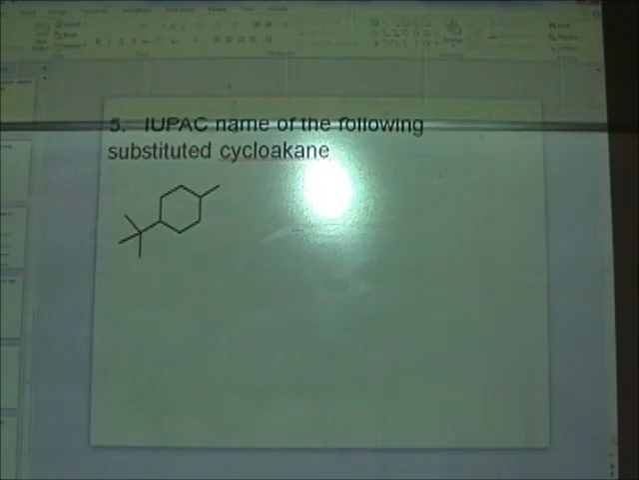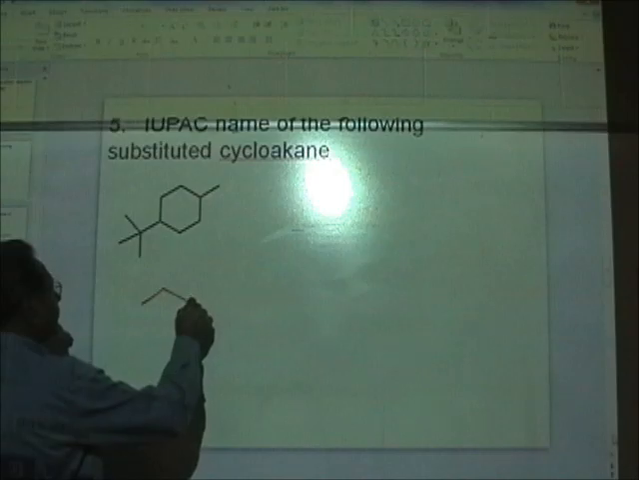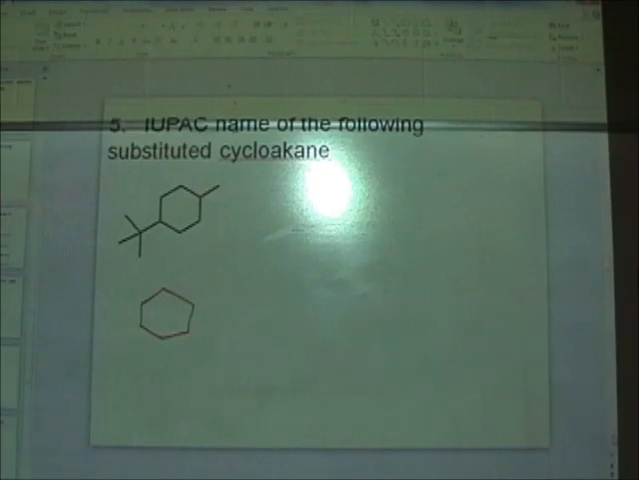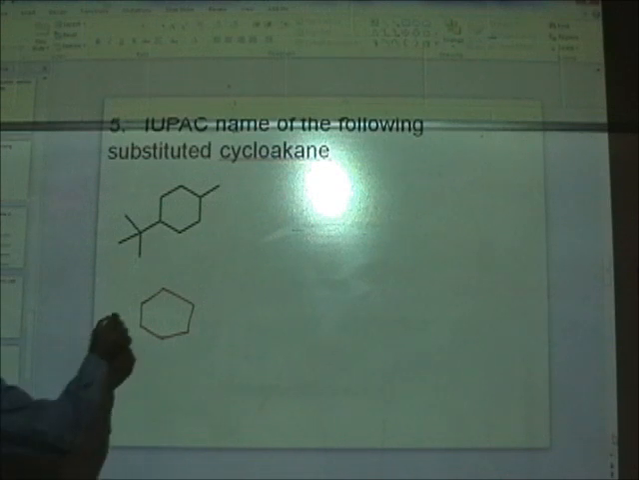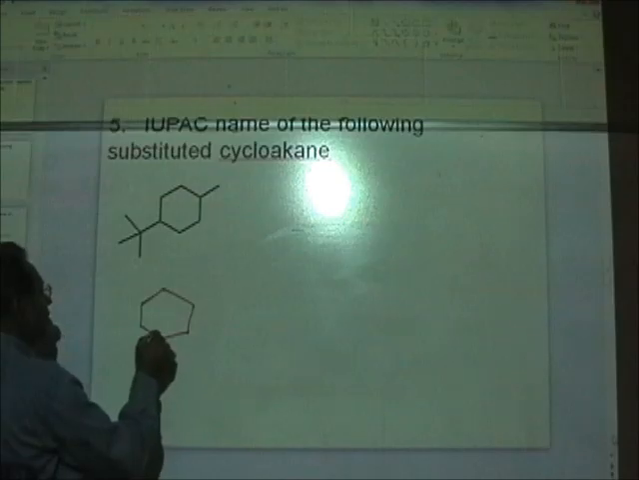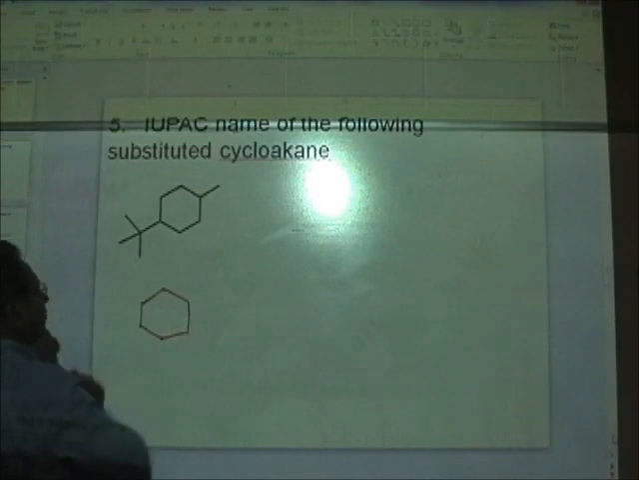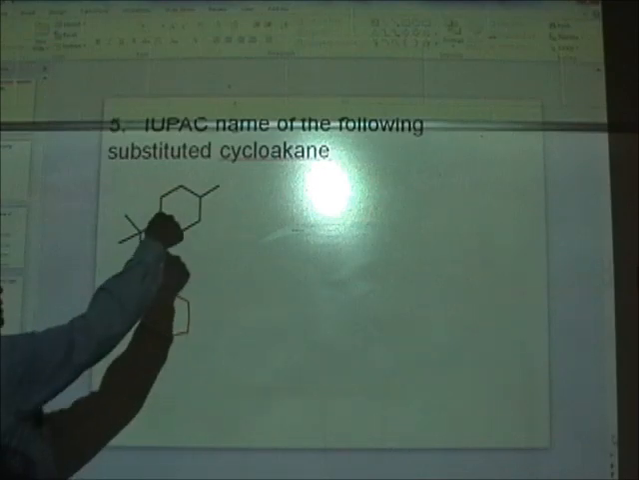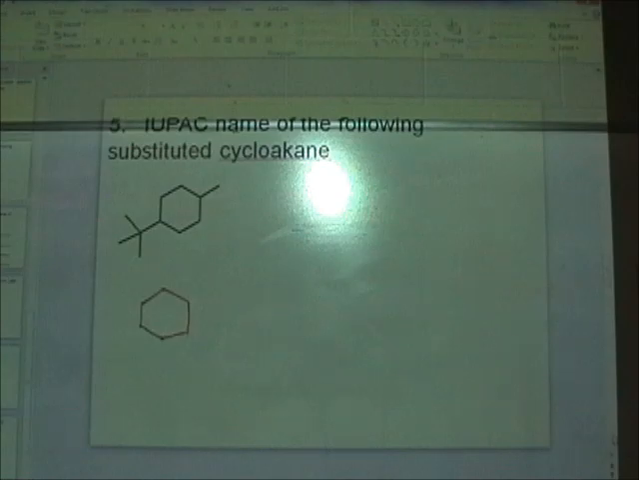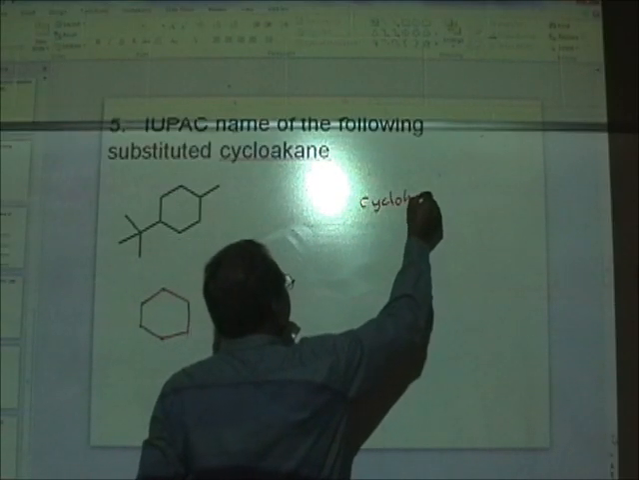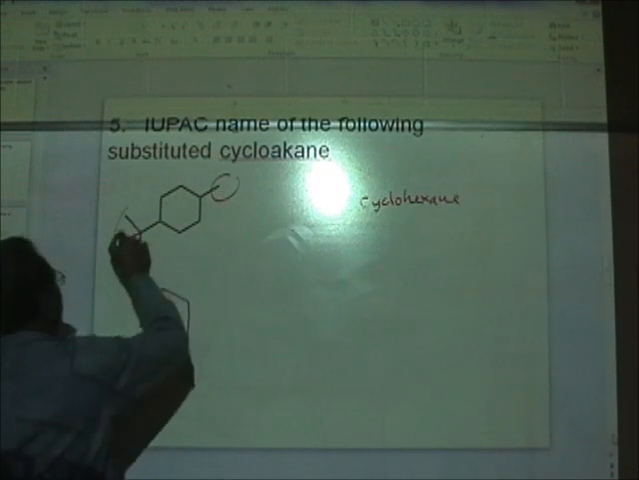Okay, give the IUPAC name of the following substituted cycloalkane. What is this? Cyclohexane. Because there are angles, this is the line angle formula of a cycloalkane. There are 6 carbon atoms. It should be drawn a little bit better than this. Okay, like this. So now this is the branched cyclohexane, right? How do you name it? The parent name is cyclohexane. Now we have to identify this group and that group and the numbers here.